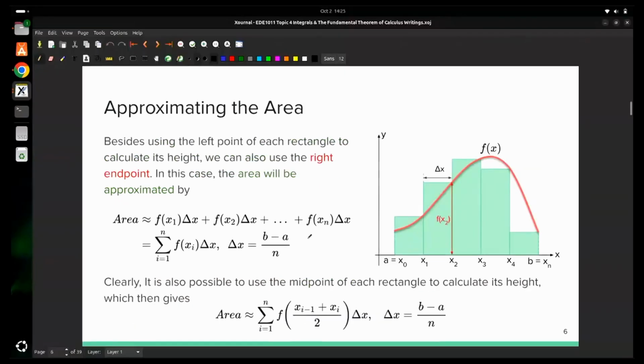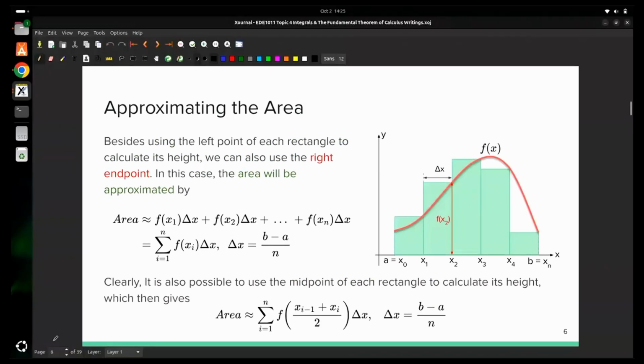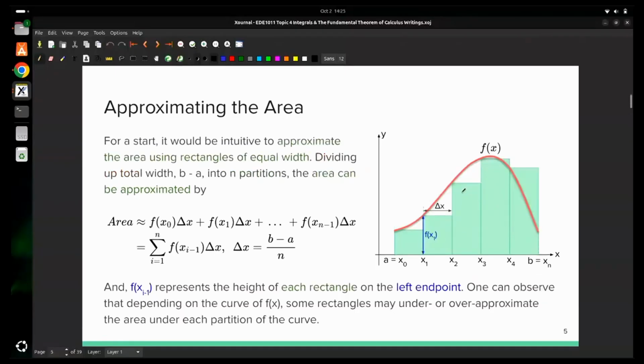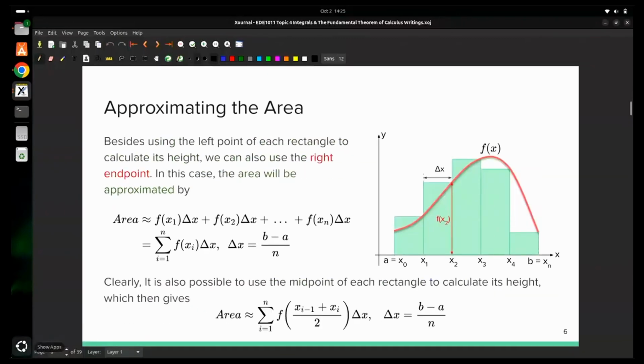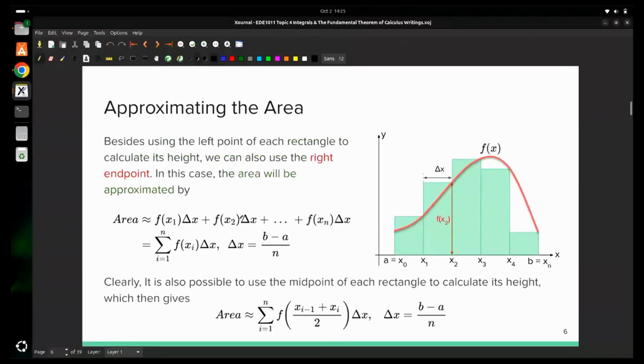But I can also choose to use the right endpoint. Because in this one, I use the height which is at the left of the rectangle, but I can also use the height at the right of the rectangle. If I choose the height on the right, then you will see this instead of this. You can see the difference. On the right of the rectangle, if you have an up-sloping curve, then you're going to overestimate instead of underestimate. But regardless, you're going to have some errors. It is still the same thing: height times width plus height times width and so on and so forth, sum them up. But you notice that in this case I have f of xi instead of f of x i minus 1, because you start from x1 all the way to xn.